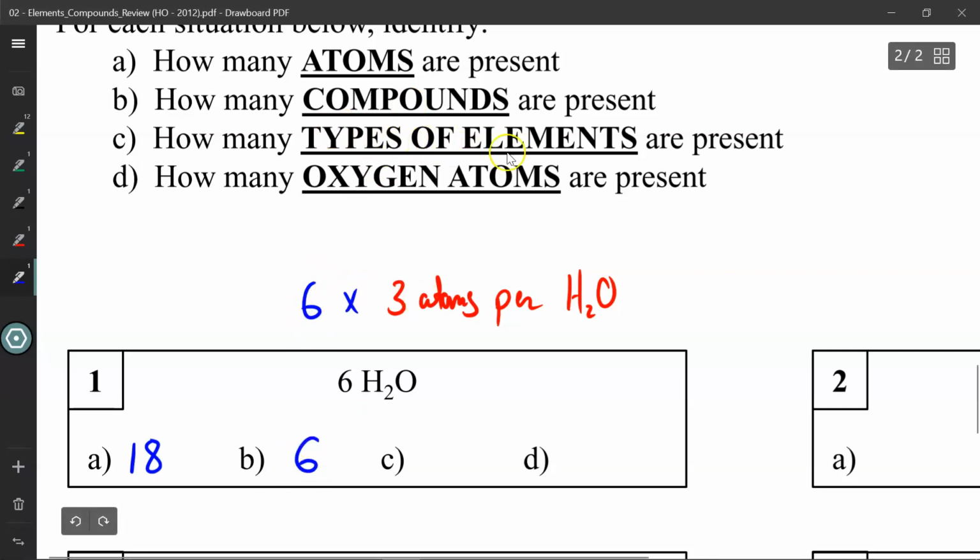Now, how many types of elements are present? There's only 2 types, hydrogen and oxygen. And finally, how many oxygen atoms are present? Well, if I have 6 molecules and 1 oxygen per molecule, 1 times 6 equals 6.